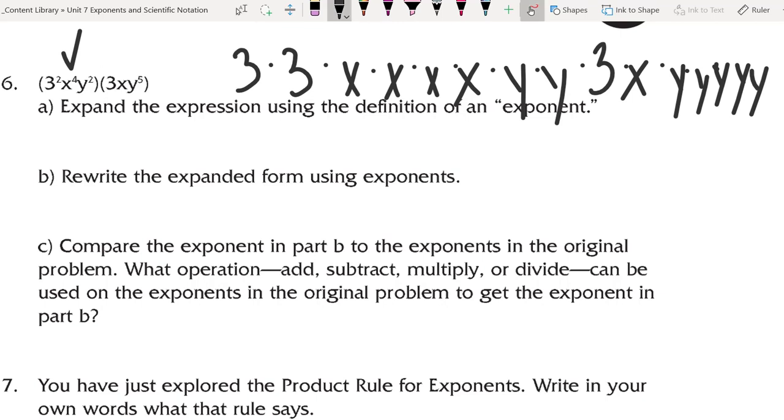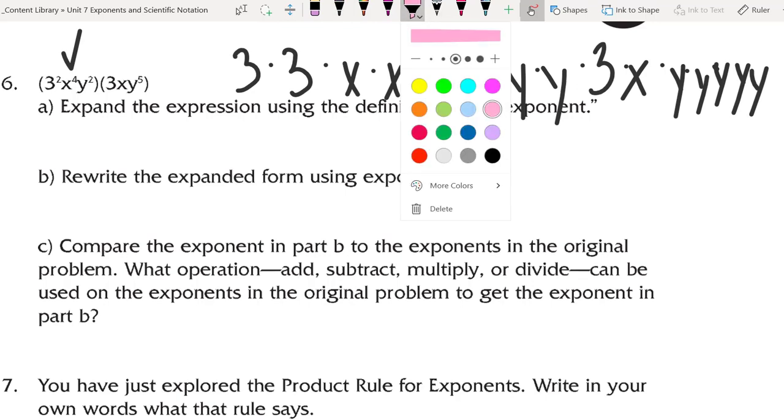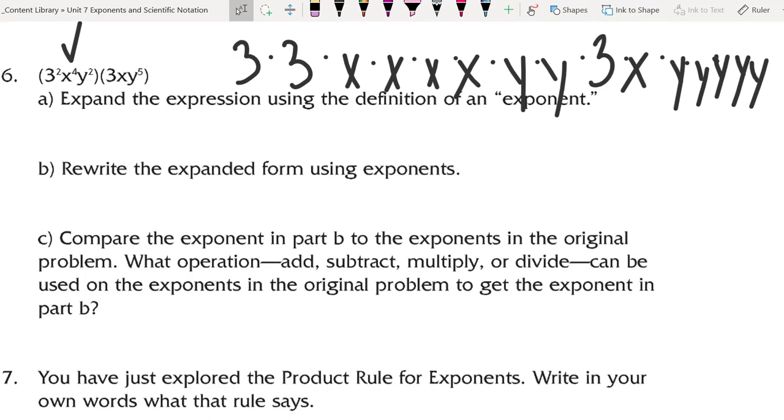Now I can rewrite that using exponents. So if it helps to color code it, then let's color code it. So I've got how many 3's here? Base 3's. Okay, 3 3's. So that would be 3 to the third.